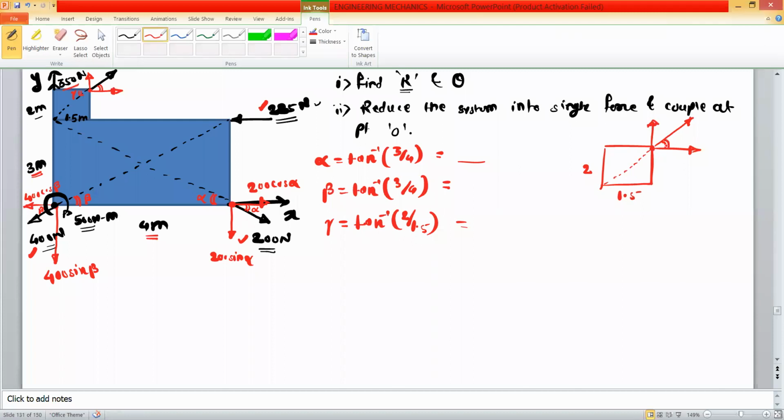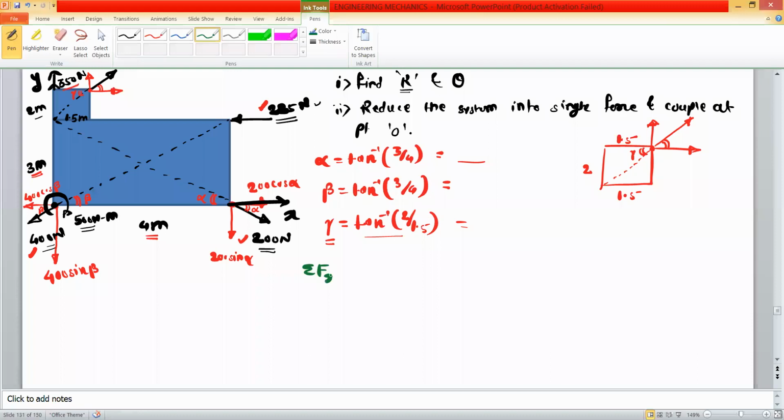So we are interested in this angle, so it is same as this angle. Okay, so we have assumed this as a gamma. So this is 1.5. So adjacent is 1.5 and opposite is 2. So then gamma is equal to tan inverse 2 upon 1.5. Okay, so get this angle and then write this summation fx and summation fy.